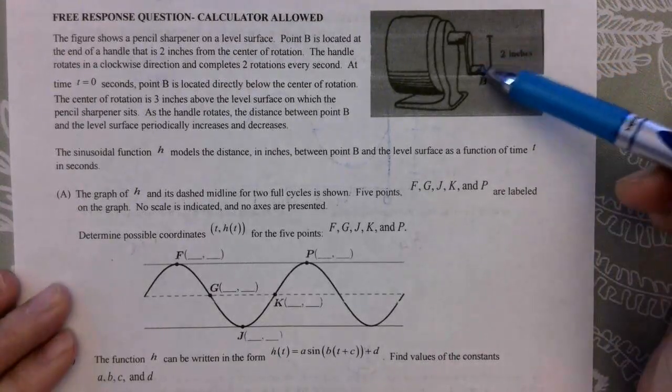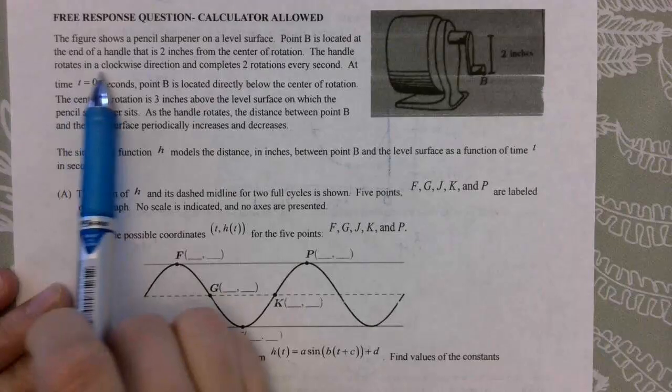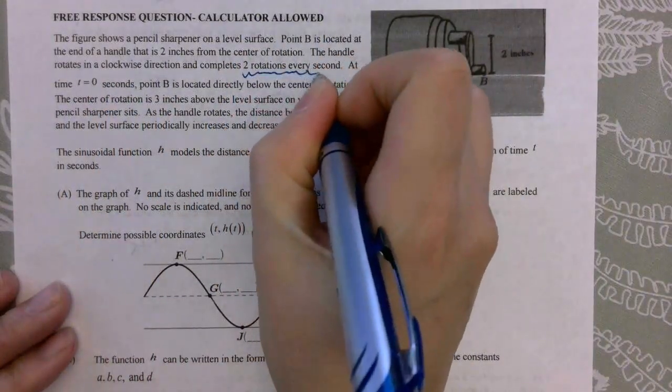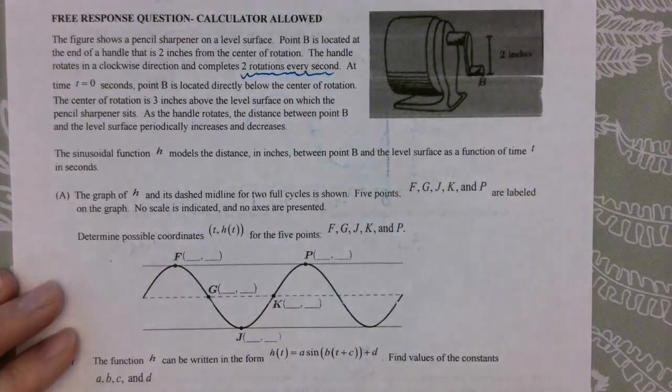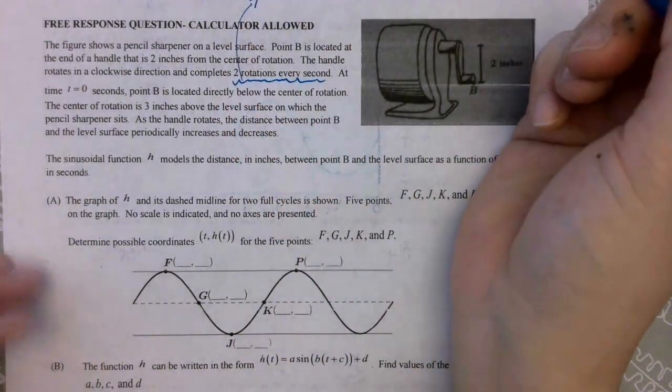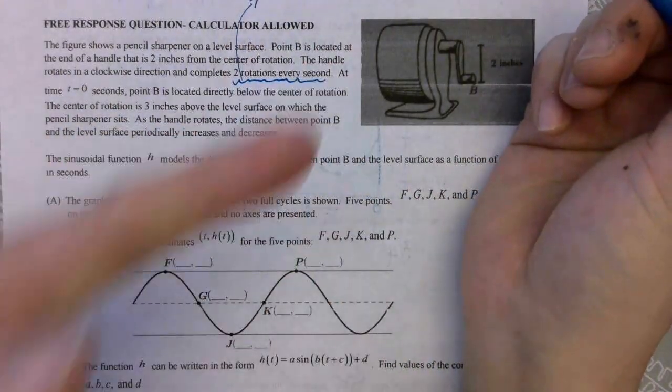Okay, so the length of the handle is 2. The handle rotates in a clockwise direction and completes 2 rotations every second. That right there gives me the period. What is the period of this function? Period is how long it takes to make 1 rotation.